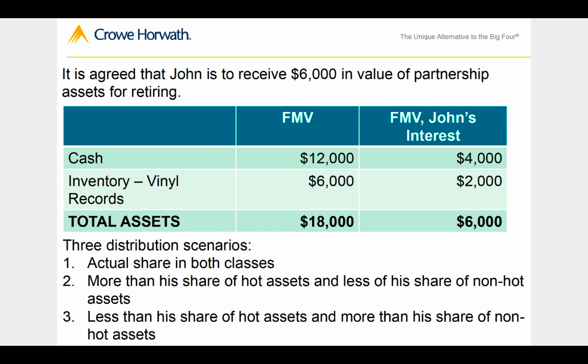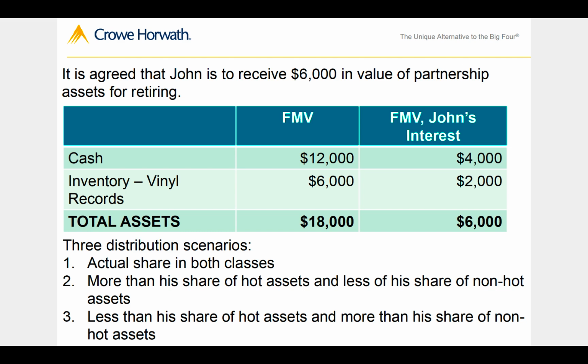I could do that, or I could give him more inventory than his share, or all inventory. I could give him all cash, which would give him less inventory than his share. I have a lot of options, and it doesn't really matter as far as value what I give him for partnership purposes. He's owed $6,000 in value. It may matter to John. He may want the inventory or he may just want the cash, and it's going to matter for tax purposes because these are hot assets.